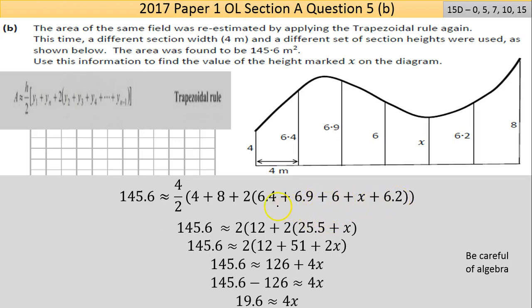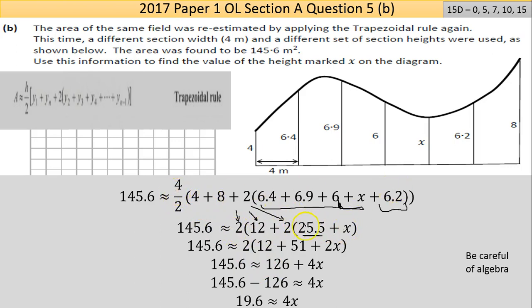So if I add these numbers in here, 6.4 plus 6.9 plus 6 plus 6.2, that gives me this 25.5 here. So I've collated those bits together. I've also at the same time done this: 4 over 2 is 2, that's where I get this 2 here. This 4 plus 8 plus 2 is 12, that's the 4 plus 8, and then 2 times what was in the bracket is reflected there. So basically what I've done is a little bit of simplification as I go left to right.